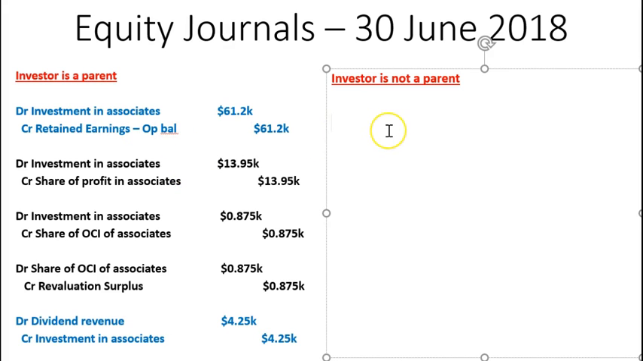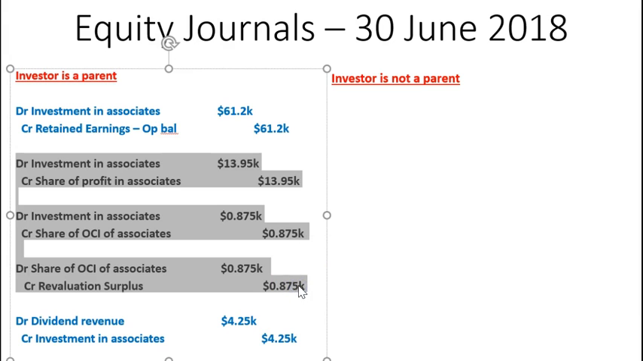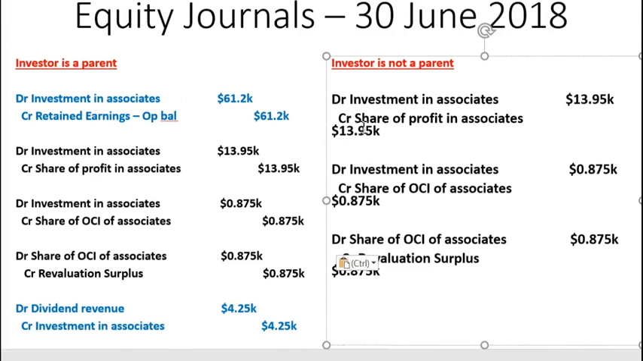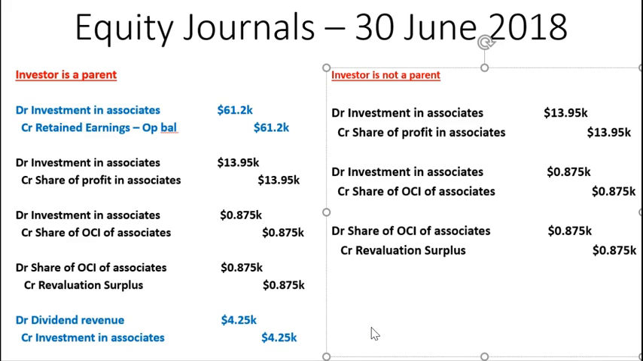Okay, so now we'll go through the equity journals if the investor was not a parent. So this first journal doesn't exist. Why? Because if the investor is not a parent, we only need to worry about the current period's share of equity. So we don't need to make any adjustments to the prior periods. These three journals in the middle are exactly the same. That's why I had them in a different color there. Sorry, they're not formatted great there. But then the dividend journal at the end changes slightly.